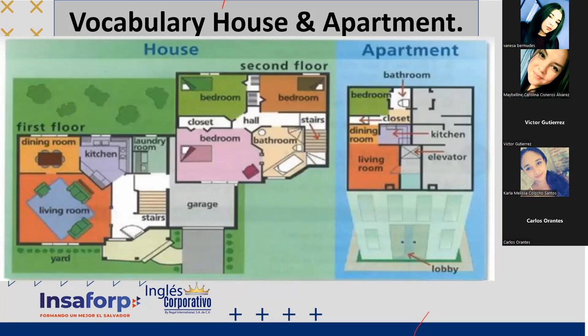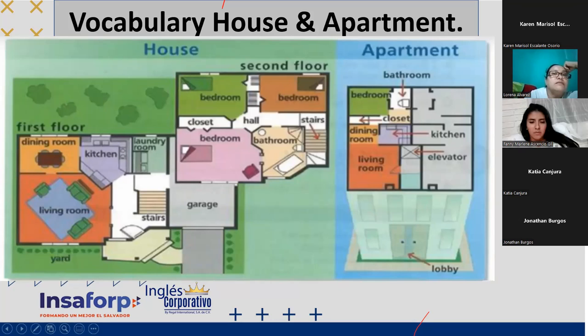Let's go with another one. Vamos a ver. Jonathan Burgos, please. First floor, second floor, and apartment. First floor, dining room, kitchen, laundry room, living room, stairs, yard, garage, second floor, bedroom, closet, hall, stairs, bathroom, bedroom, apartment, bathroom, bedroom, closet, dining room, kitchen, living room. Elevator, sorry, and lobby. Excellent, thank you, that's correct.